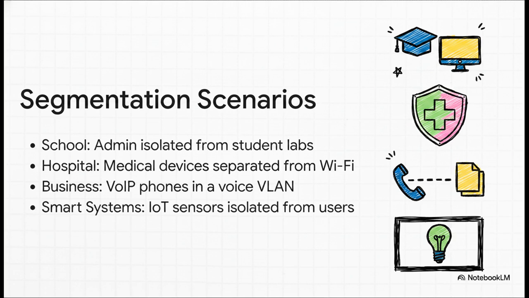In a typical business, you'll almost always see VoIP desk phones placed in their own specific voice VLAN to ensure call quality doesn't drop just because someone down the hall is downloading a massive file. And for smart systems, IoT devices and sensors are heavily isolated. That way, if a cheap, unsecured smart light bulb gets compromised by a hacker, the threat is contained and can't easily jump over to your secure user devices.